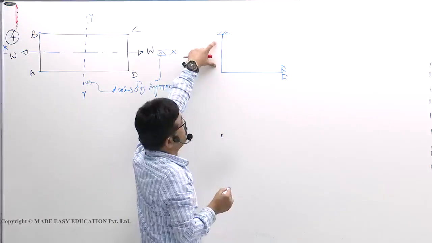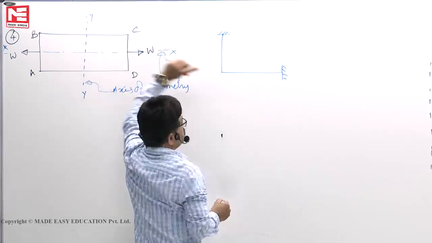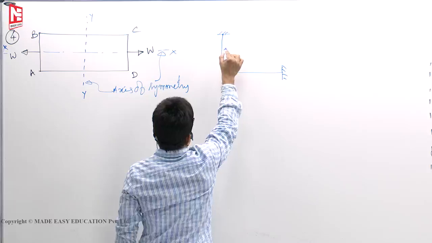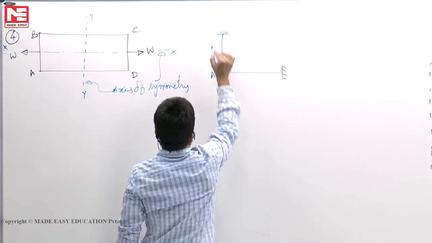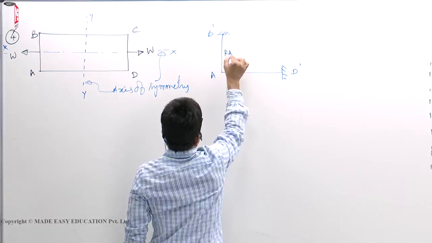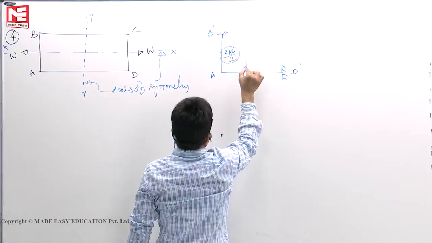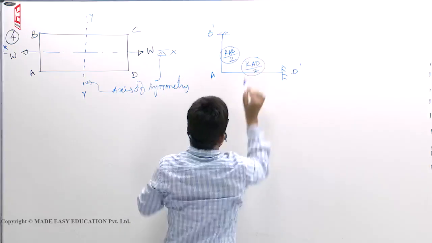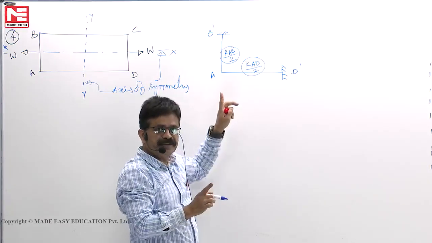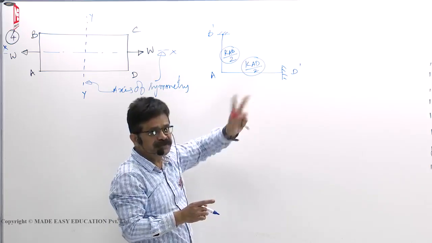Now remember, this length is not equal to half of the original column. Then the I value is also different from that, and these are different. But the I by L value is half of the original frame. This AB is this point, let us say A, B dash, D dash. At A, the stiffness I will take, KAB is the original frame stiffness, KAB by 2 we will take. Here KAD by 2. With these two relative stiffnesses, whatever fixed end moments are there, those end moments we will distribute in the ratio of these distribution factors. Only that end moment we will distribute.